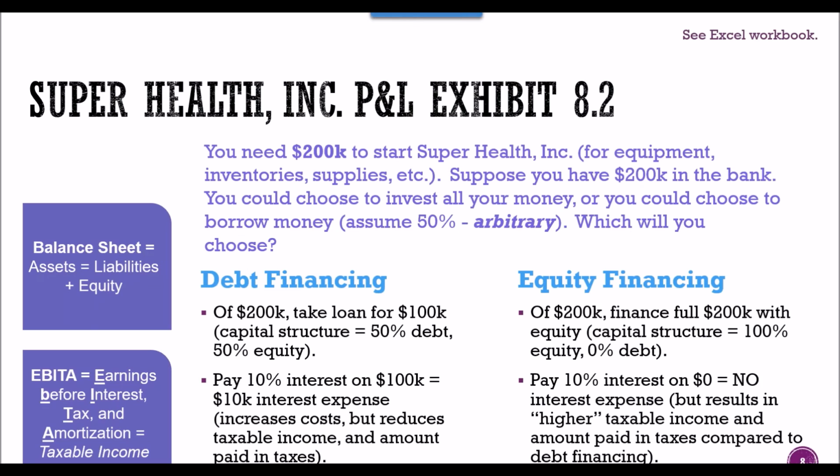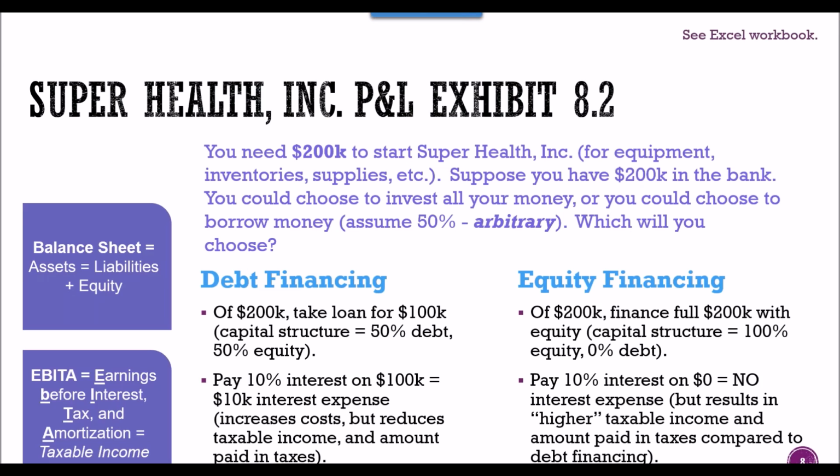On the right-hand side, if you're looking at equity financing, you can say, 10% interest on zero is nothing because there is no interest expense. You didn't borrow money, so there's nothing to calculate in terms of an interest expense. So that's a good thing, but again, it results in that higher taxable income because you can't write it off. You can't deduct it, and so you're going to end up paying higher amounts in taxes compared to your debt financing counterpart on the left-hand side because, again, of that interest expense being able to be written off.